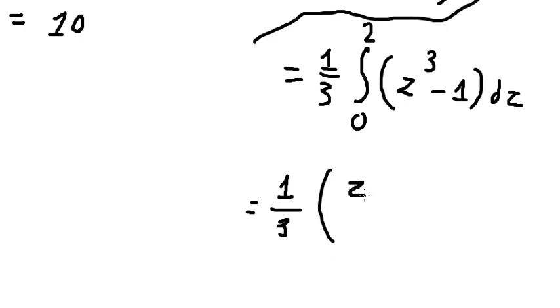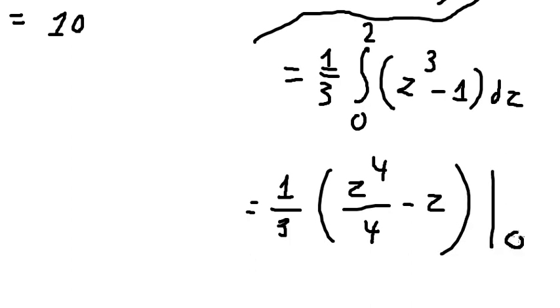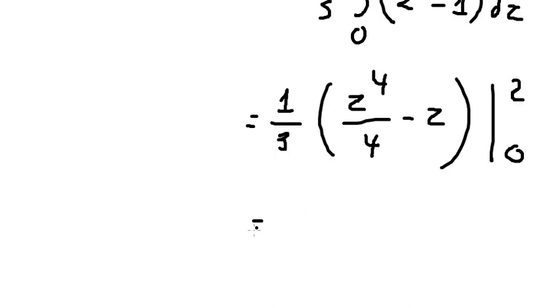That is z to the power of 4 over 4, minus 1, that is z. And we have the bounds from 0 to number 2. So I will put number 2 here, number 0 here, and we have the final answer. And we have 2 over 3. This is the end. Thank you for watching.